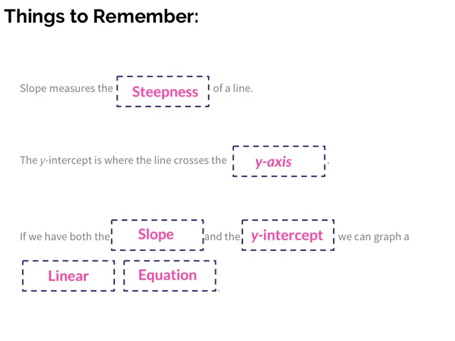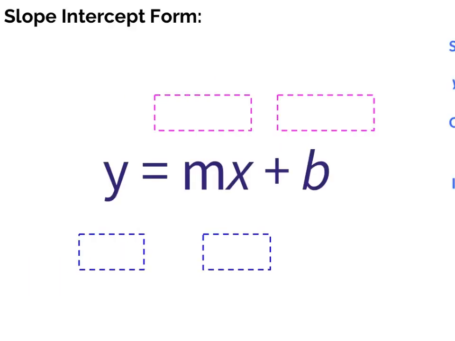So let's take a look at what slope intercept form is. So this is slope intercept form. y = mx + b. Some of the things on there we already know what they are. Some things are new to us, and we're going to label those all now.